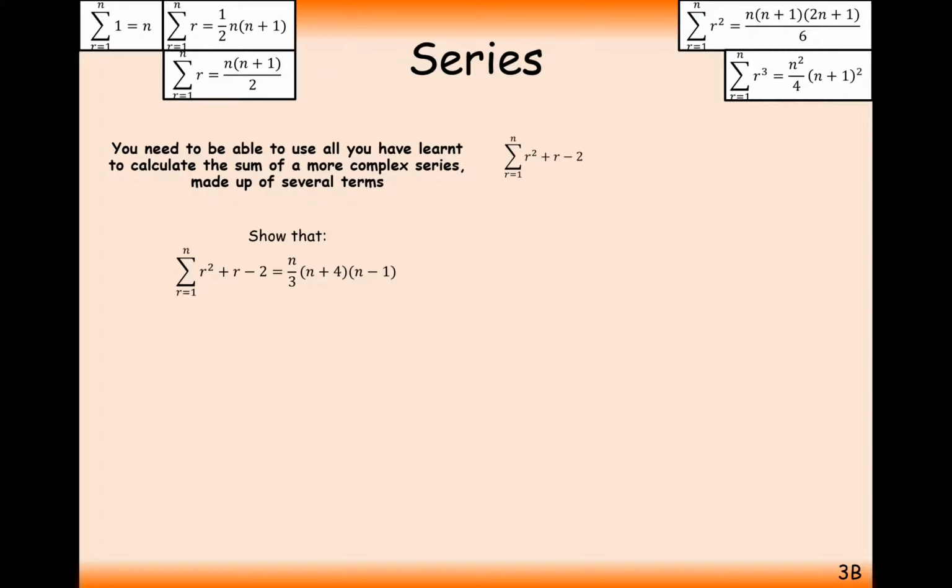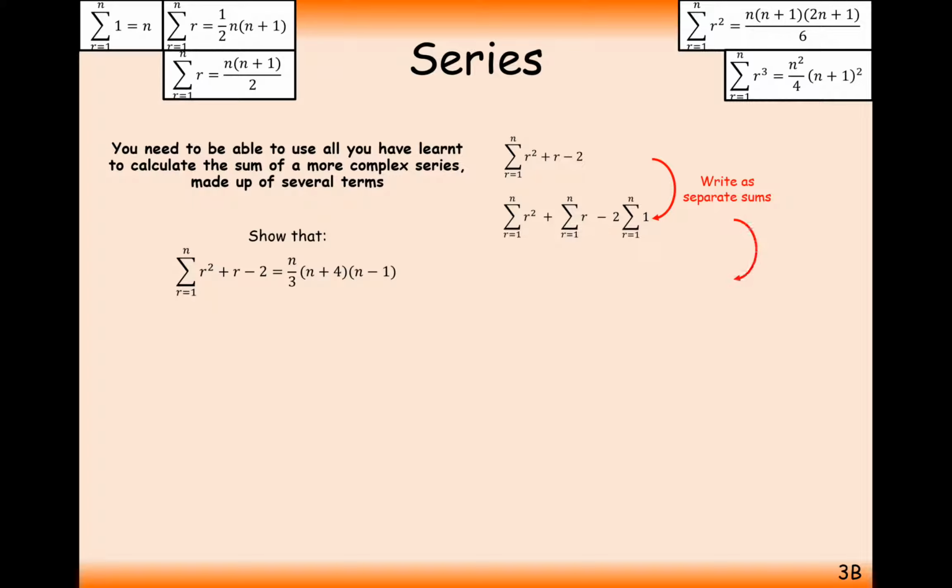Now the first thing you do with summation questions is you split them up. You split them up into separate series that you can compute or you've got a formula for. So we've got a summation formula for r squared, we've got a summation formula for r, we've got a summation for the sum of ones, and we'll just factor out a 2 from there.